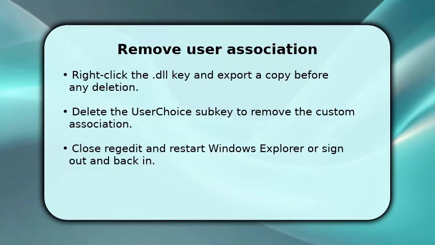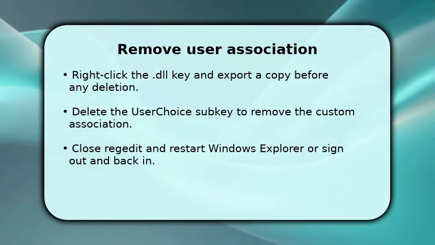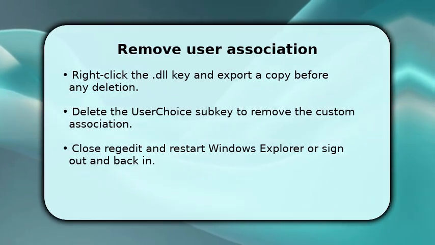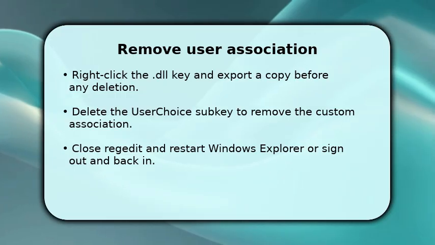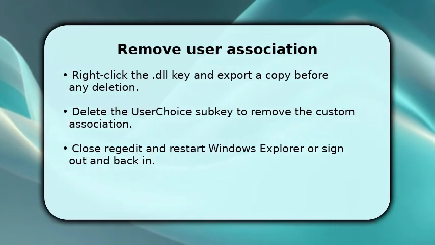Now remove the per-user override by exporting the .dll key one more time and then deleting the UserChoice subkey beneath FileExts\.dll. Once you remove UserChoice, Windows will fall back to the system default handling for DLL files.